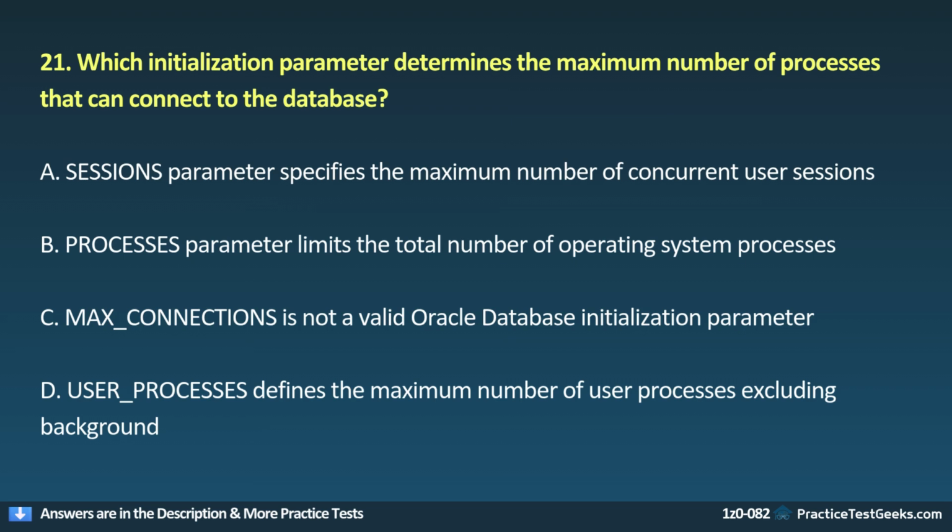21. Which initialization parameter determines the maximum number of processes that can connect to the database? A. Sessions parameter specifies the maximum number of concurrent user sessions. B. Processes parameter limits the total number of operating system processes. C. Max connections is not a valid Oracle database initialization parameter. D. User processes defines the maximum number of user processes, excluding background.